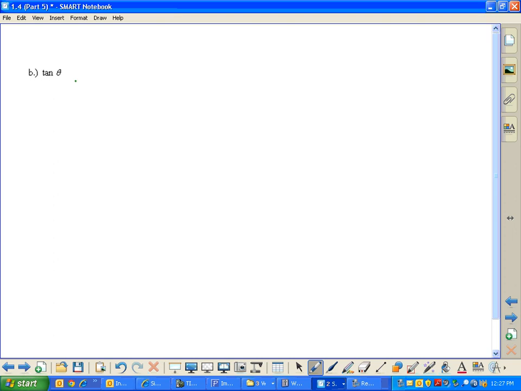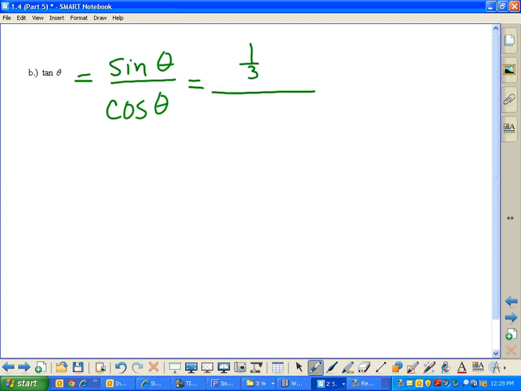Nice job. And I actually have those numbers already, so I would not want to calculate them again. Sine, I think, was a third. Cosine we came up with was negative 2 root 2 over 3. And that looks like a hot mess. So let's simplify that a little bit.